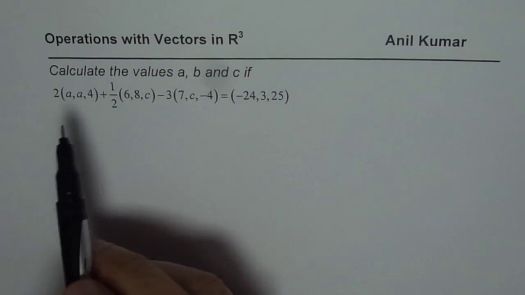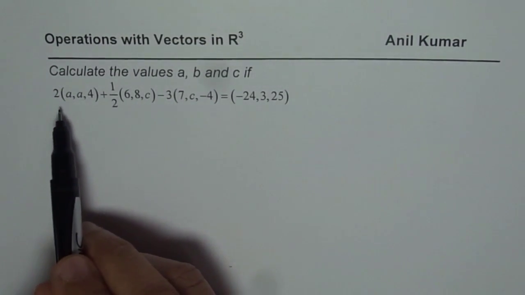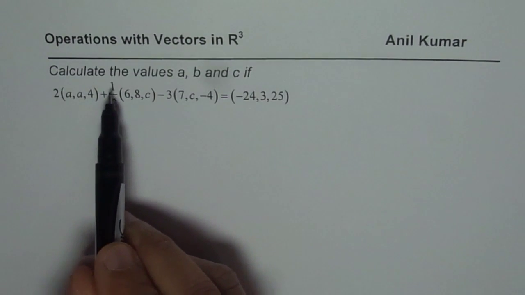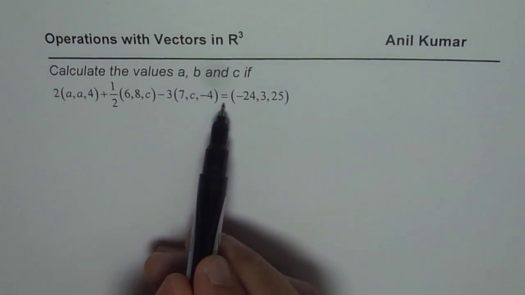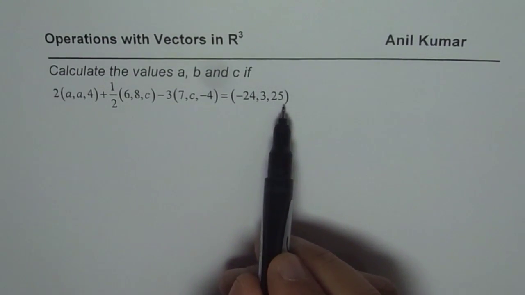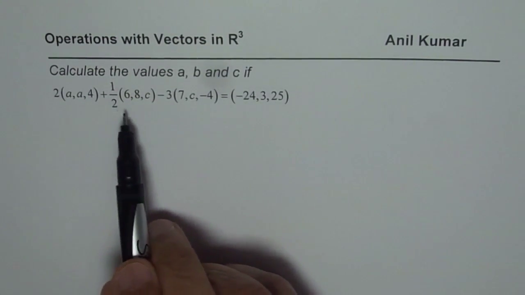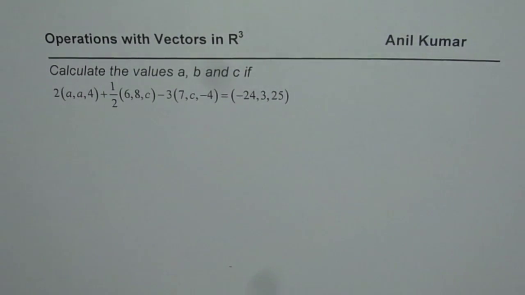The question is, calculate the value of a, b, and c if 2 times (a, a, 4) plus half of (6, 8, c) minus 3 times (7, c, -4) equals (-24, 3, 25). So we are given a combination of three vectors, which is equal to a fourth vector, all given in component form, right? So you need to find the values of a, b, and c.